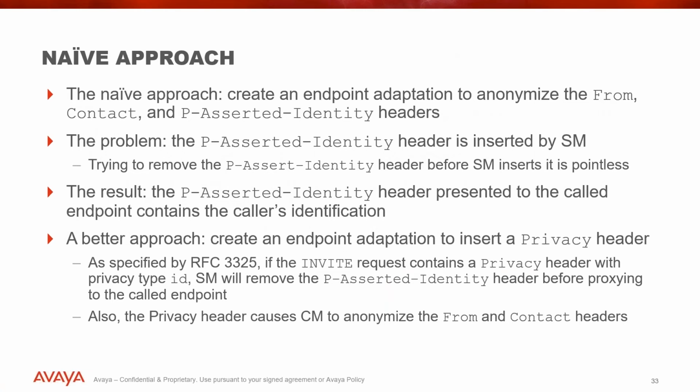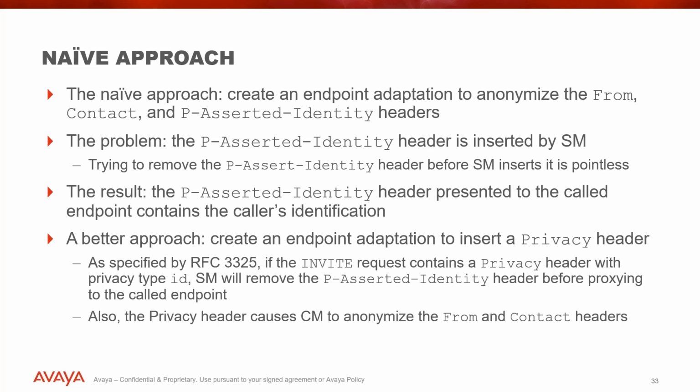Okay, so once we get past that, the naive approach is let's create an endpoint adaptation that's going to anonymize the from, contact, and PAI headers. Well, that doesn't actually work because the PAI header gets inserted by SM. So if you're trying to remove the PAI header before SM inserts it, that's going to be pointless. SM is just going to go ahead and insert the PAI. Then you've got the PAI in the invite that the called endpoint sees. It has the caller identification. You haven't achieved the effect you're trying to achieve here.